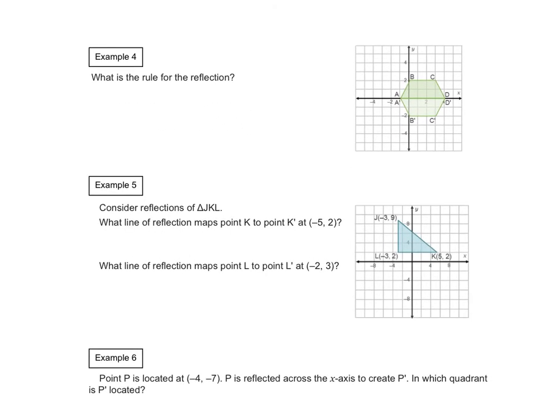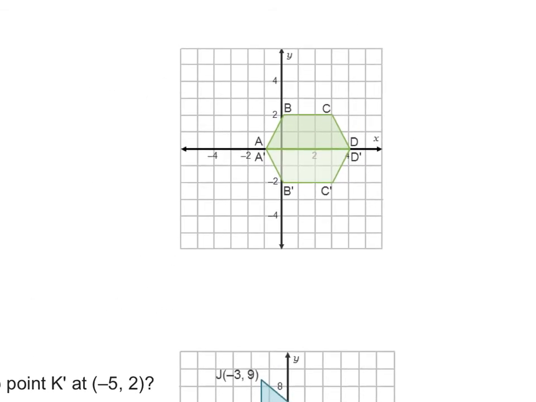We have example number 4, and it says, what is the rule of reflection? And if we look here, let's just try to identify some stuff that's going on. It looks like A and A prime are going to be in the same location, and then D and D prime are going to be in the same location. So if those 2 points are in the same location, that means that my line of reflection passes through those 2 points. So it looks like my line of reflection is going to actually be the x-axis.